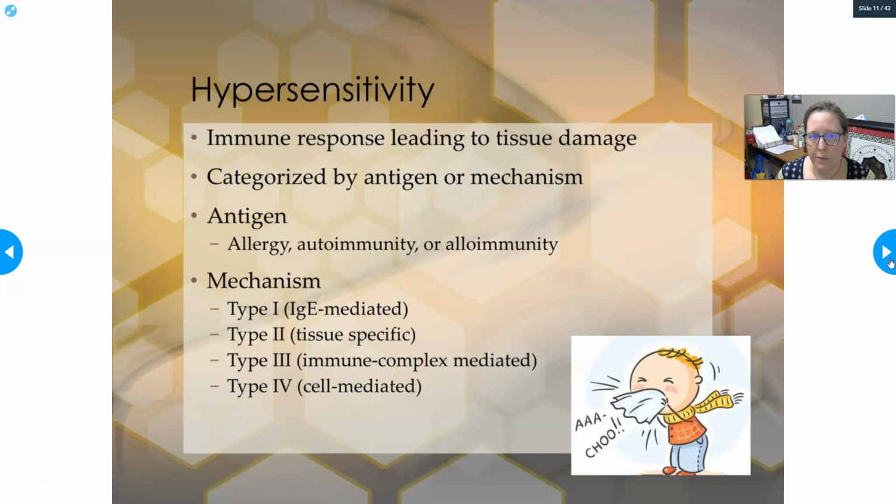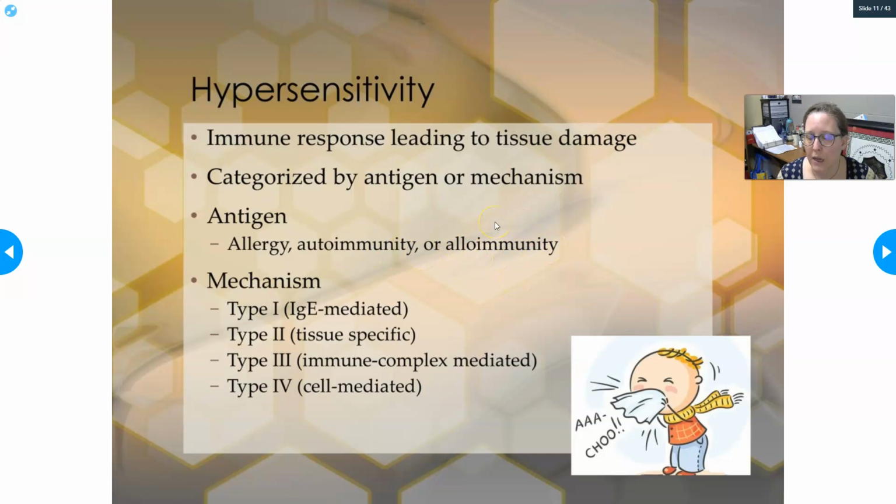Hypersensitivity. This is an immune response that leads to tissue damage. It can be categorized by either antigen or the mechanism. If you categorize it by the antigen, it's either an allergy, autoimmunity, or alloimmunity. Allergy would be your body reacting to allergens, which are really non-threatening. There's nothing wrong with pollen. Pollen's not a pathogen. It's not going to invade your body and cause infection, but your body reacts to it. Autoimmunity is, again, the immune system response gone haywire, the body attacking itself.